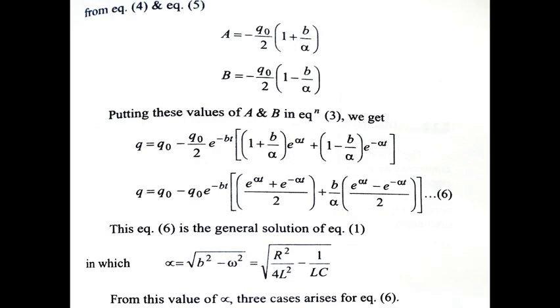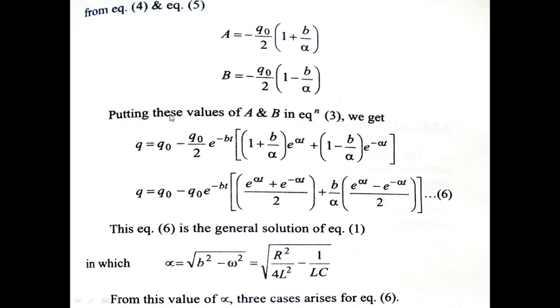Then by using equation 4 and 5, we get the value of A and B. So if we add equation 4 and 5, we get the value of A, and if we subtract equation 5 from 4, we get value of B. So these are the values of A and B. Now use these values in above equation.